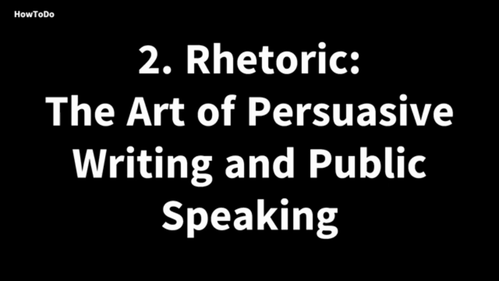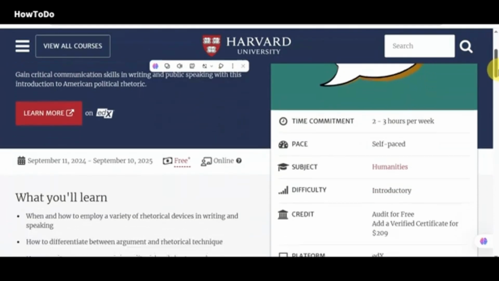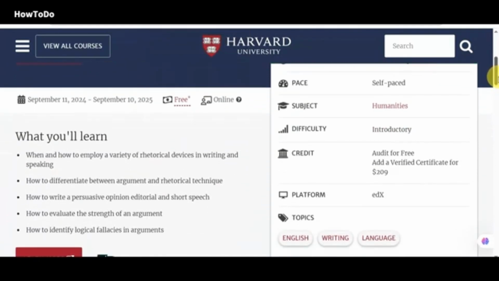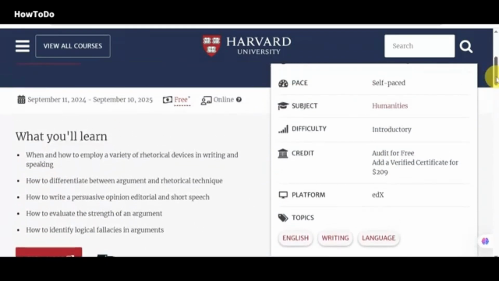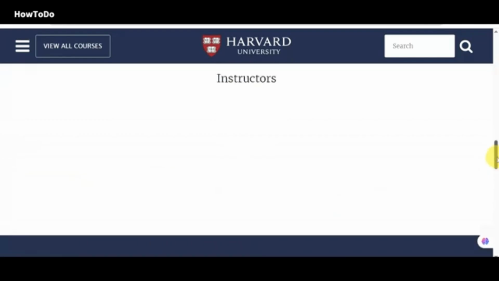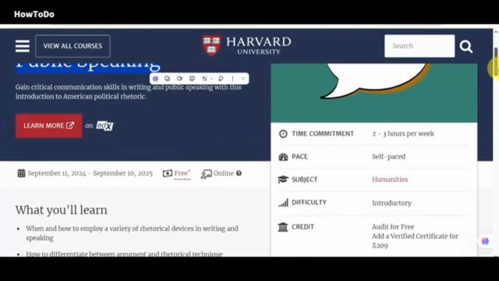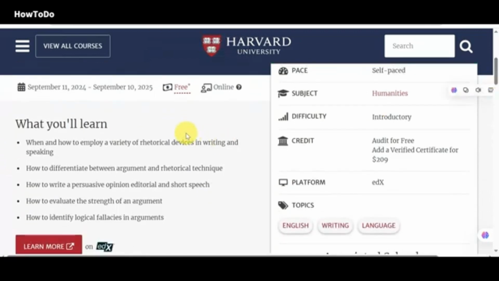2. Rhetoric: the art of persuasive writing and public speaking. We are living in a contentious time in history. Fundamental disagreements on critical political issues make it essential to learn how to make an argument and analyze the arguments of others. This ability will help you engage in civil discourse and make effective changes in society. Even outside the political sphere, conveying a convincing message can benefit you throughout your personal, public, and professional lives.